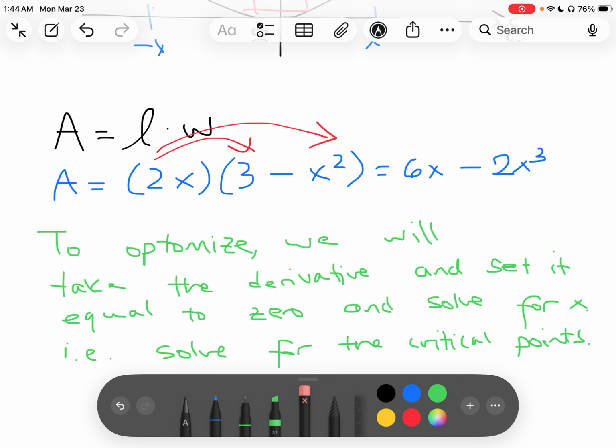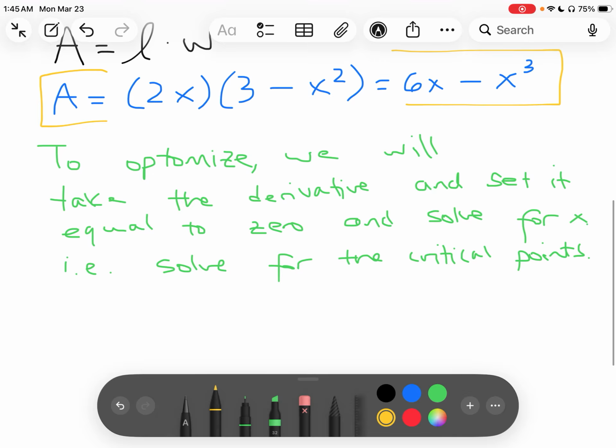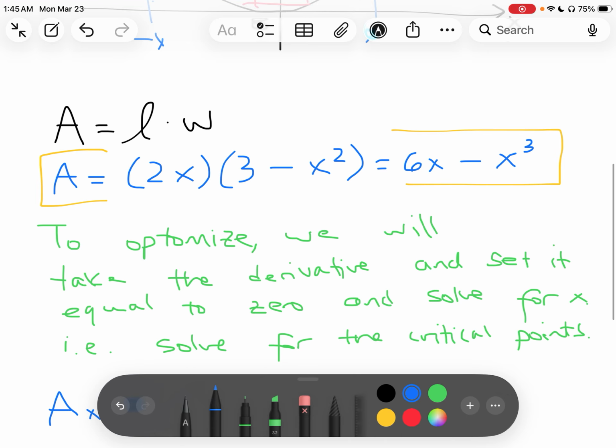Okay, so I'm going to find the derivative of this. It's easier to do this because I don't have to use the product rule. I can just use the power rule and take the derivative directly. So I have A equals this, and I'm going to take the derivative of that. So I have A sub x equals the derivative of, I'm missing a number, sorry. There should be a 2 here.